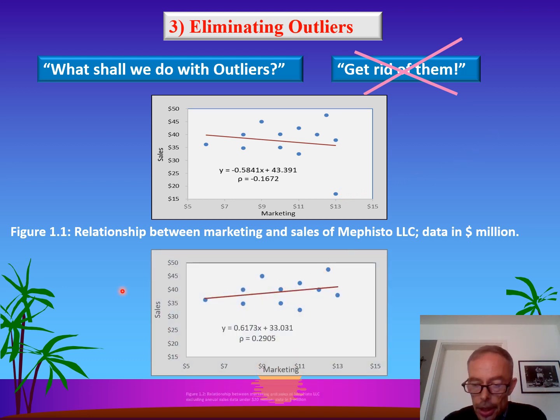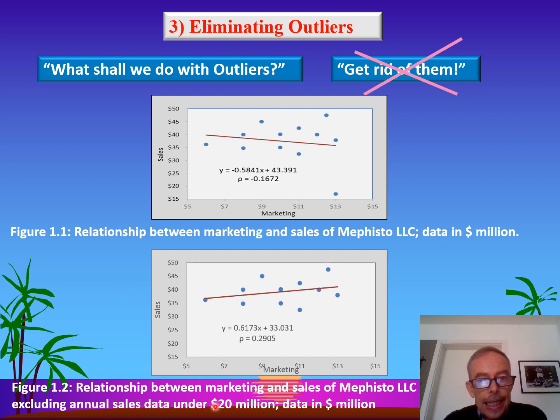So they just eliminate sales data under 20 million. Here we have 20 million, so this point is eliminated if sales data under 20 million is not incorporated in the study. And we get a very different result. We now have a positive regression function, so the marketing team can argue, the more marketing, the higher the sales. However, is this statistical cheating when we get rid of an outlier? And the answer is yes. If the data point is valid, then we can't just ignore it. That's data manipulation or statistical cheating.